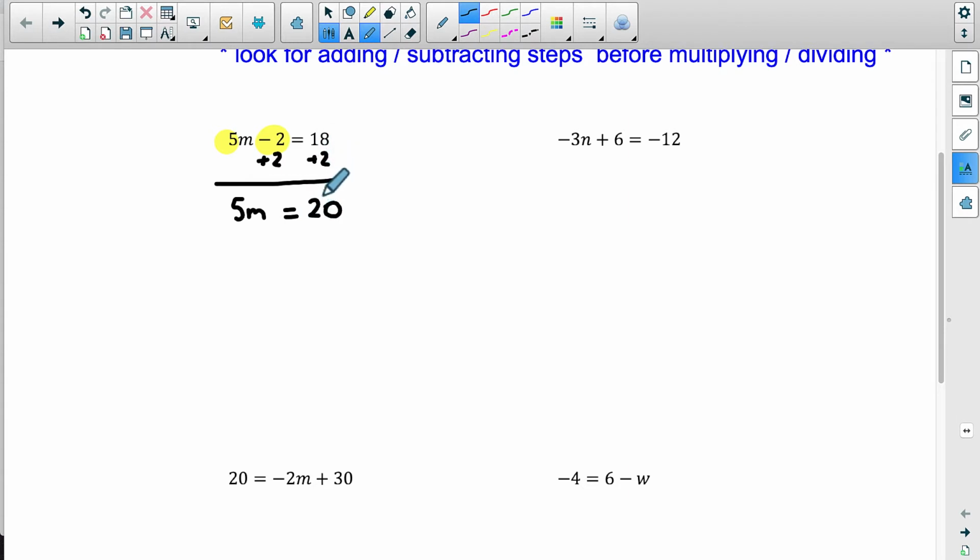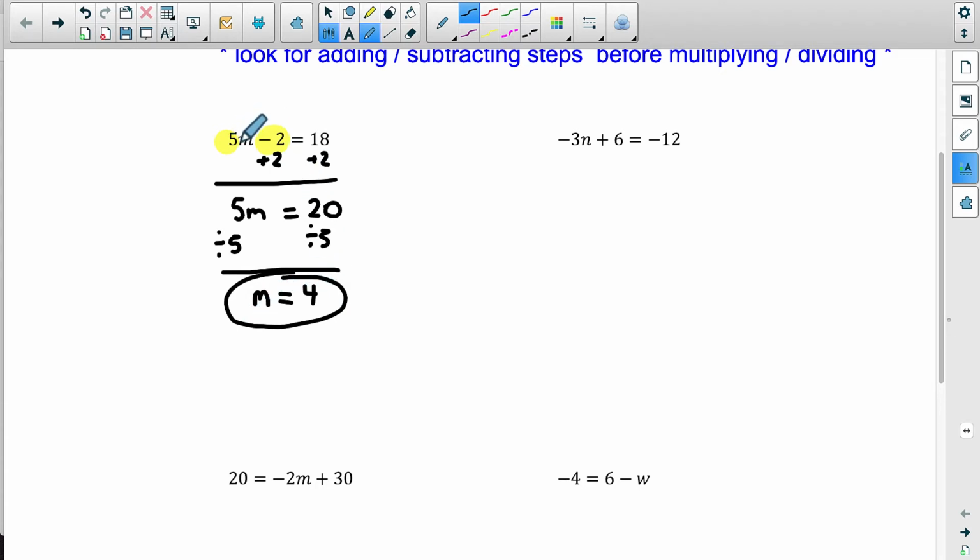Okay, great. Look, now we're down to a one-step equation like we did last time. We want to get the m by itself. The 5 is a problem, so we want to get rid of it. This says 5 times m, so we do the opposite of multiplication, which is division. What we do to one side, we do to the other. And so the 5s are gone. You only have m left, and 20 divided by 5 is 4. We did it.